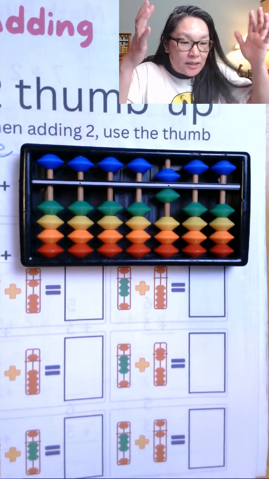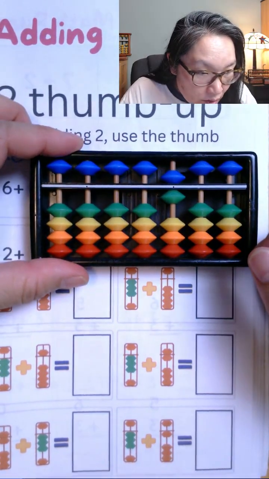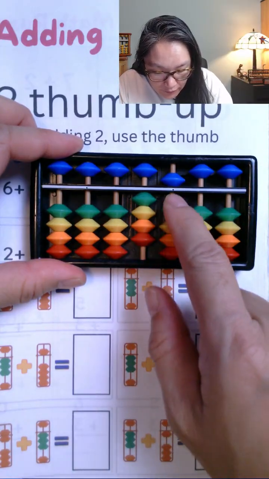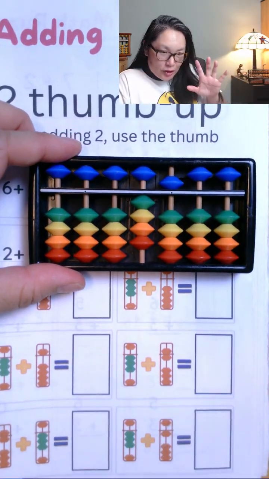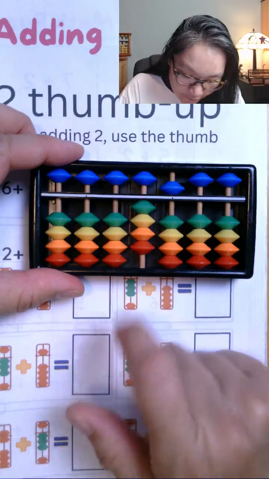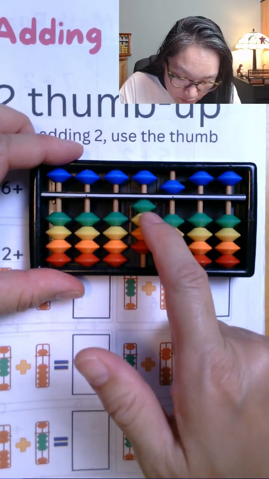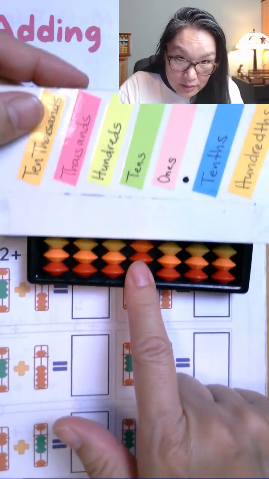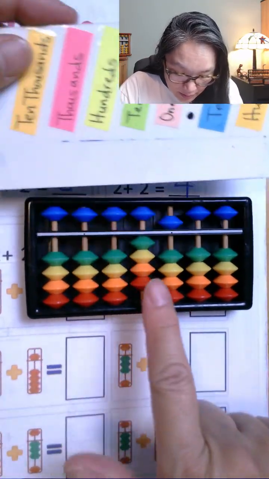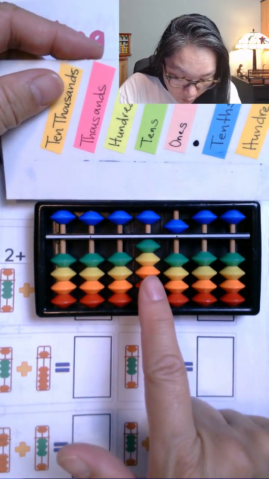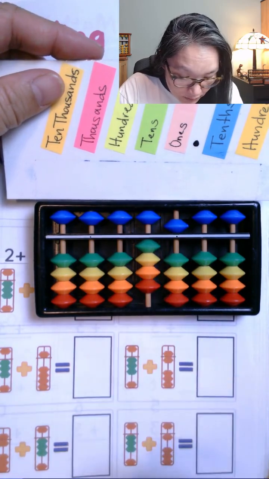So wait, the top bead. How would you show 45? Come on, Shelby, give me something harder. So this is 45. How do I know? Because it's 4: 1, 2, 3, 4. This is 40, just like in our tens place. This is my tens column and this is my ones column. So 45 is a 4 and a 5.